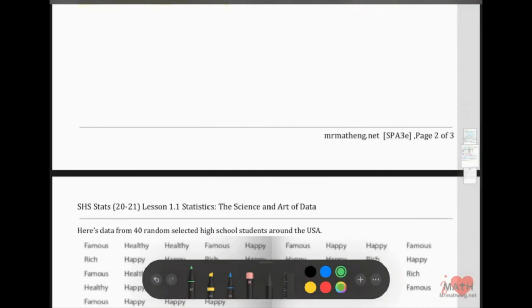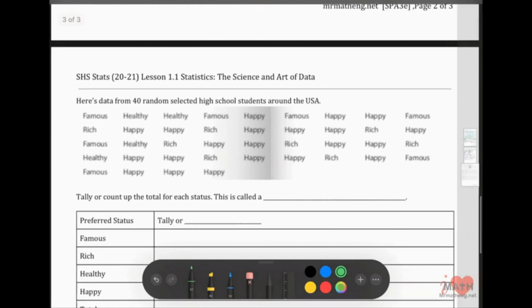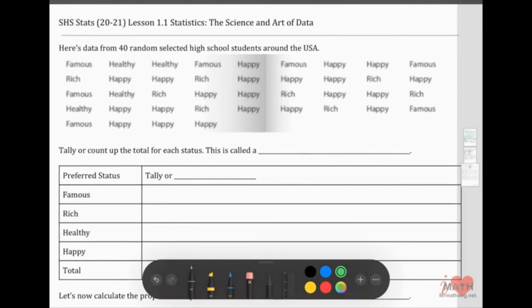all right, so let's move on to page 3 here. Here's the data from 40 randomly selected high school students around the US. So here, each one of these is data, and this is how students respond. So I'm not sure how you responded. It says tally or count up for each status. What is that called? Look above. To count or tally.